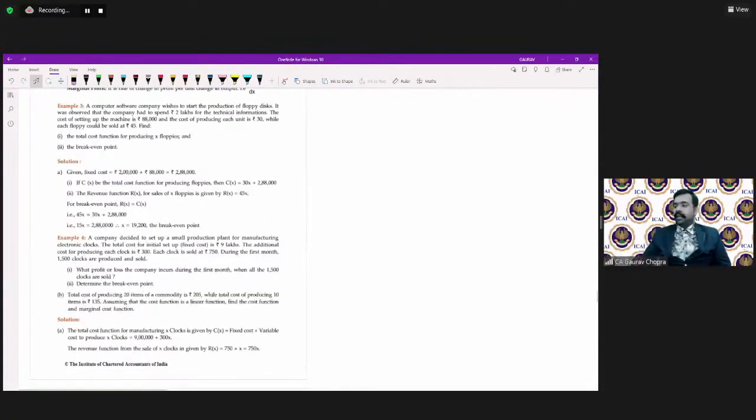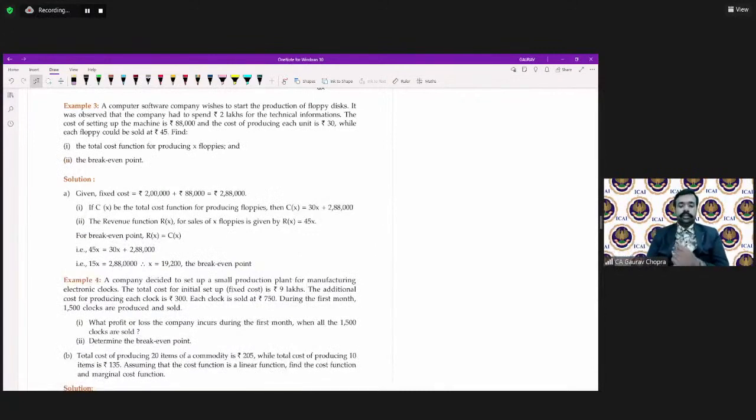Now in the next question, we have to find out the break-even point. Let's read the question first, and after that we will solve. A computer software company wishes to start the production of floppy disks. They want to manufacture the floppy disk. It was observed that the company had to spend 2 lakh for technical information. That means this expenditure is fixed, whether we produce or not, or whatever quantity is produced. The cost of setting up the machine is 88,000. This is again the fixed cost.